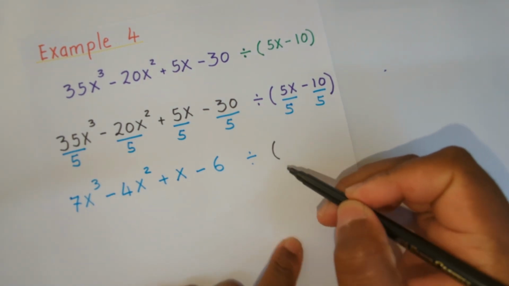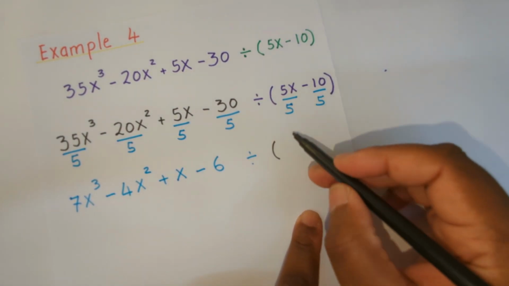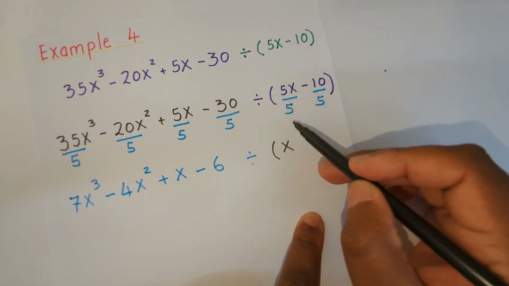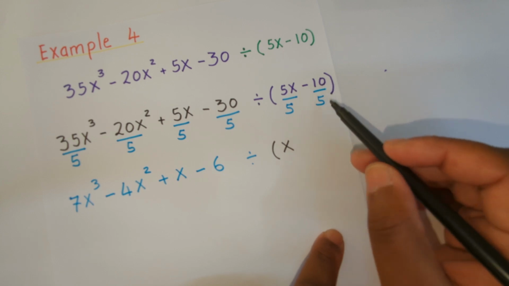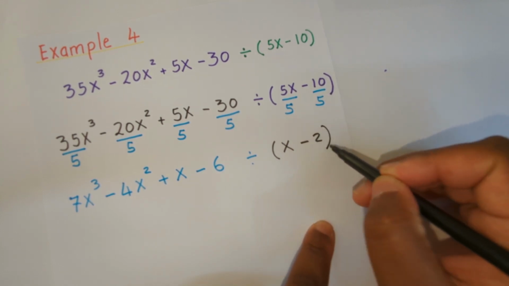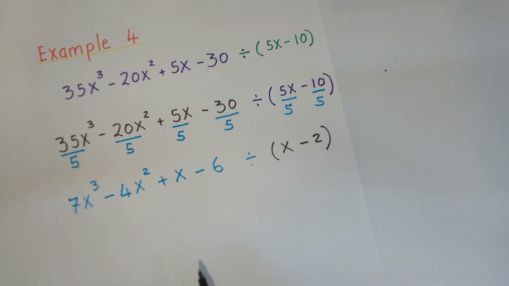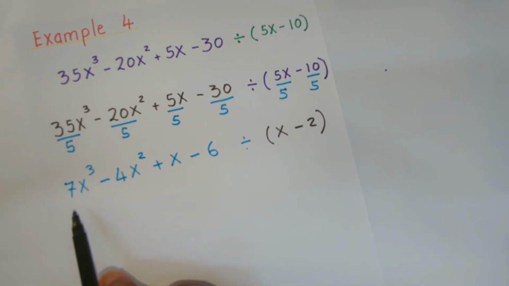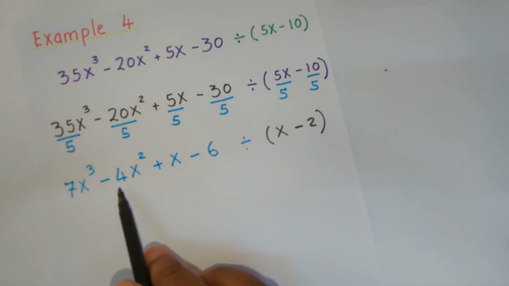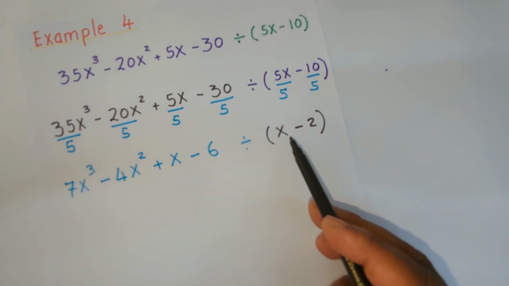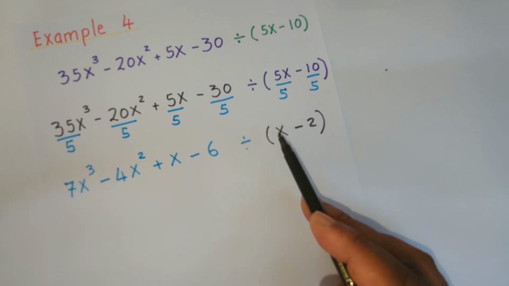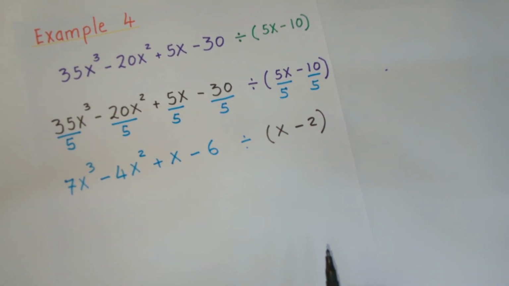Now let's simplify our divisor. Now our divisor changes to x. 5 divided by 5, that's a 1. So we have x here. Then negative 10 divided by 5, that's negative 2. So our new and simplified question now is 7x cubed minus 4x squared plus x minus 6 being divided by x minus 2. Now the coefficient of x in our divisor is 1. So now we can start with the division process.